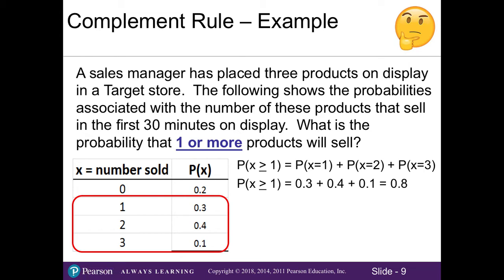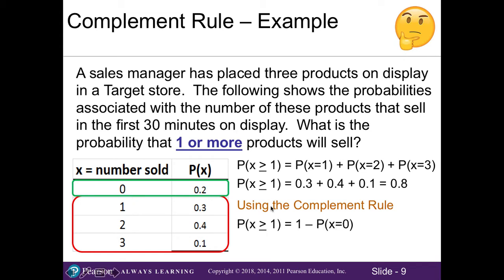Using the complement rule, we can find the same answer in a faster, simpler way. We would look at the complement of what we're interested in. In this case, the complement of 1 or more is what's left, in this case, 0. So what we can do is take 1 minus our complement, in this case, the probability of 0 items being sold is 0.2, and we get the same answer.